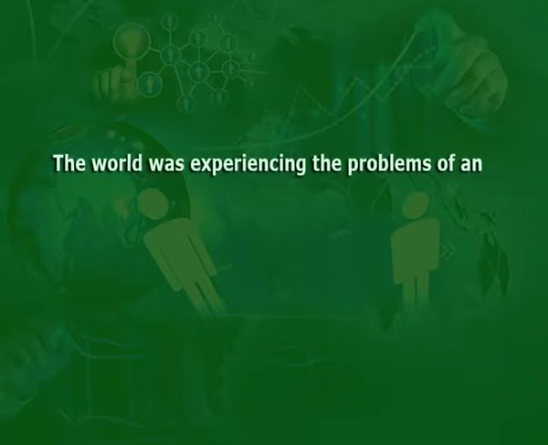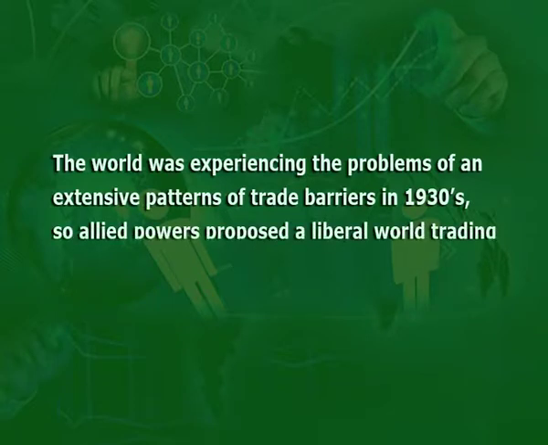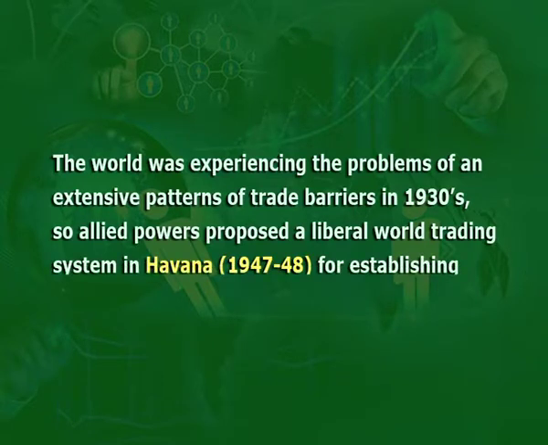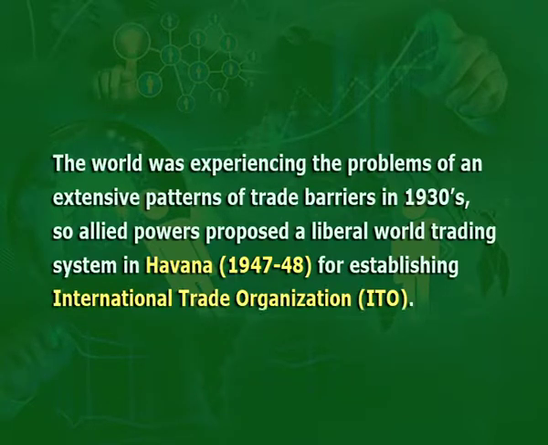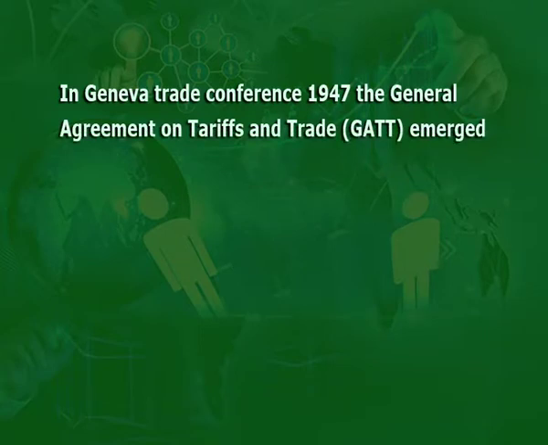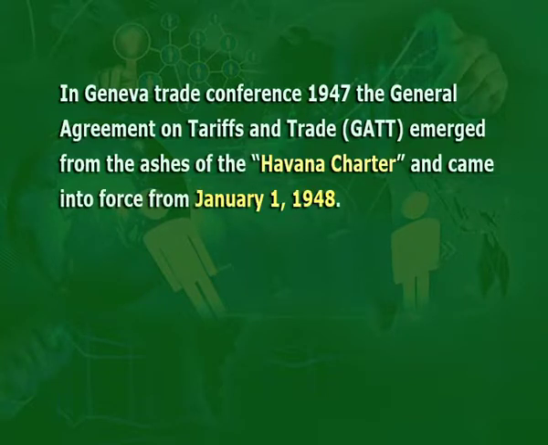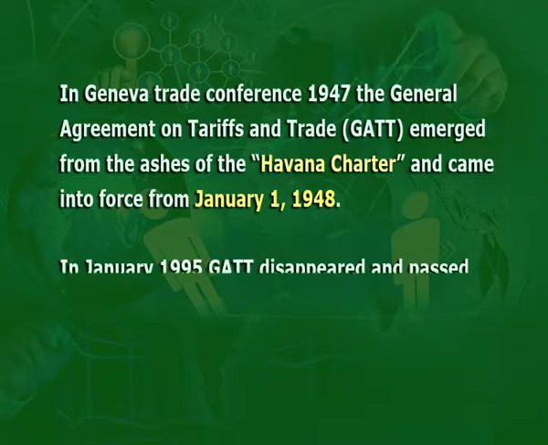There was a time when the world was experiencing the problems of an extensive pattern of trade barriers in the 1930s. So, the Allied powers proposed a liberal world trading system in Havana in 1947-48 for establishing the International Trade Organization, also known as ITO. In the Geneva Trade Conference 1947, the General Agreement on Tariffs and Trade, known as GATT, emerged from the ashes of the Havana Charter and came into force from January 1, 1948.